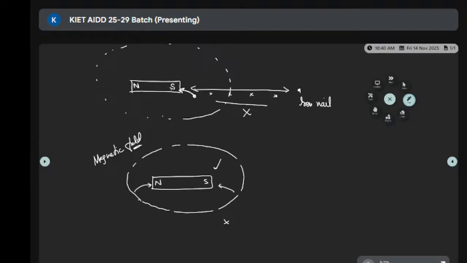Up to that region we imagine imaginary lines called magnetic field lines. Those magnetic field lines are called magnetic flux. These are imaginary lines. Magnetic flux is nothing but magnetic lines of force, which are imaginary, around the magnet.